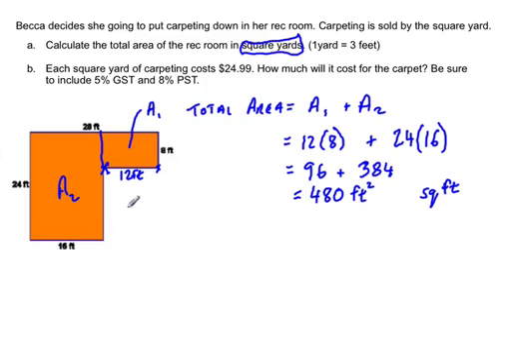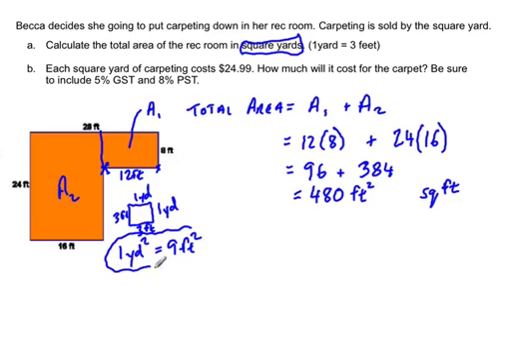But what we're going to use is a conversion for feet to yards. So 1 yard by 1 yard, that's 1 square yard. But that's the same thing as, remember, 3 feet by 3 feet. So the same square, if we're going to measure it in square feet, is going to be 3 times 3, which is 9 feet squared. So this is the conversion factor we're going to use.